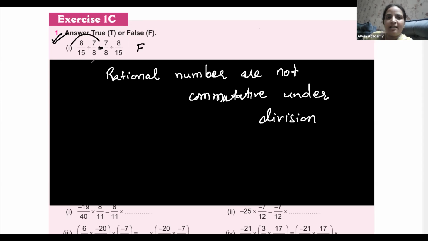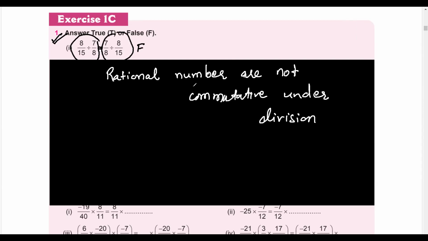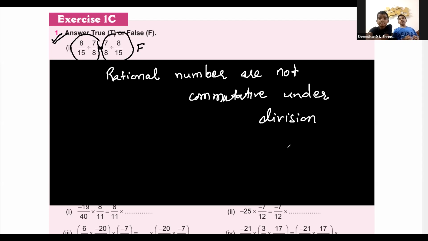They are saying here that it is commutative. Both the paths are equal, but they are not. Right, bacha, or not? Clear or not, everyone? Yes, ma'am.